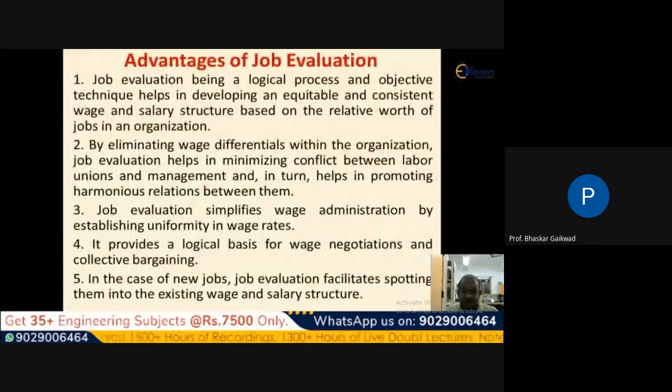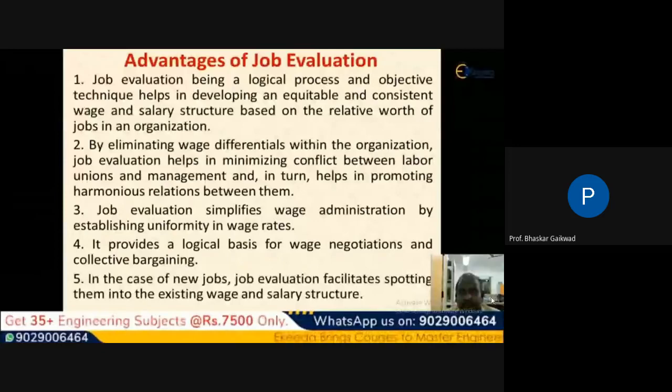So what are the advantages? Since it is a logical process and a technique, an equal and consistent wage and salary structure can be adopted. And that's what we are talking about. Once you know the work, you can fix the set. Since it is a logical and objective procedure, you can standardize the wages.